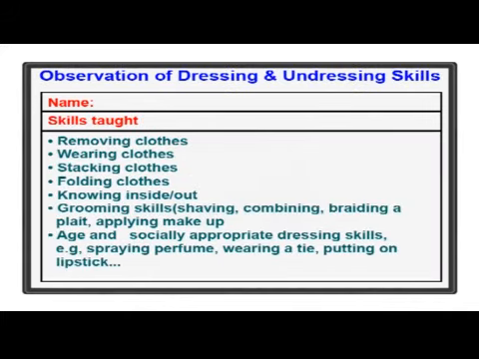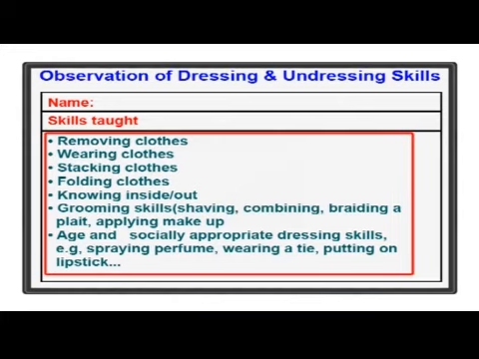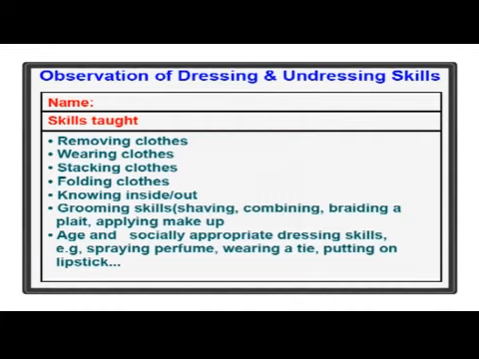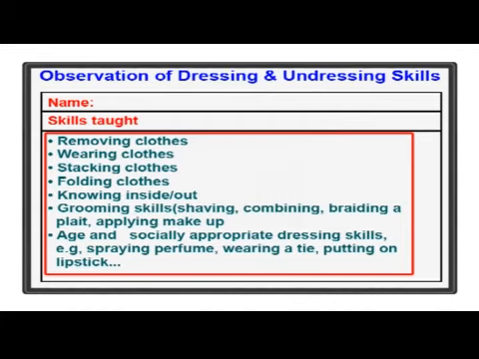While observing the dressing and undressing skills, see what skills have been taught. Whether the child is able to remove the clothes, wear clothes, stack clothes, fold clothes, know inside and outside, grooming skills, age and socially appropriate dressing skills. Example, spraying perfume, wearing the tie, putting on lipstick, etc.